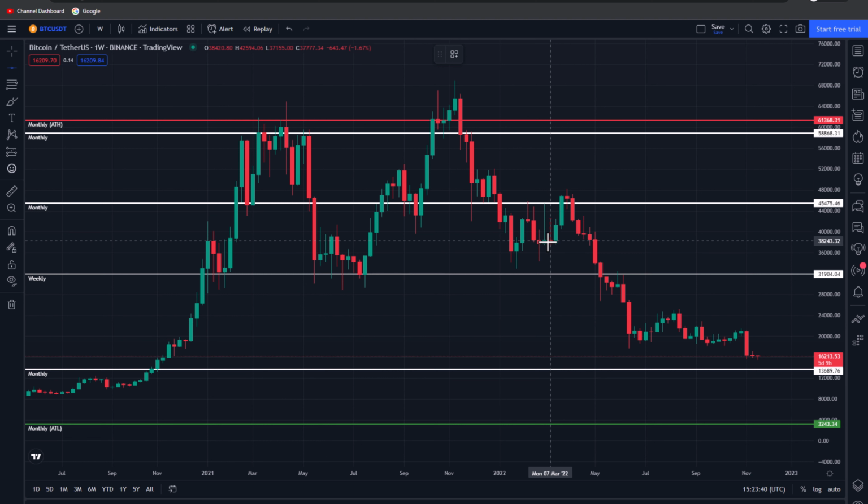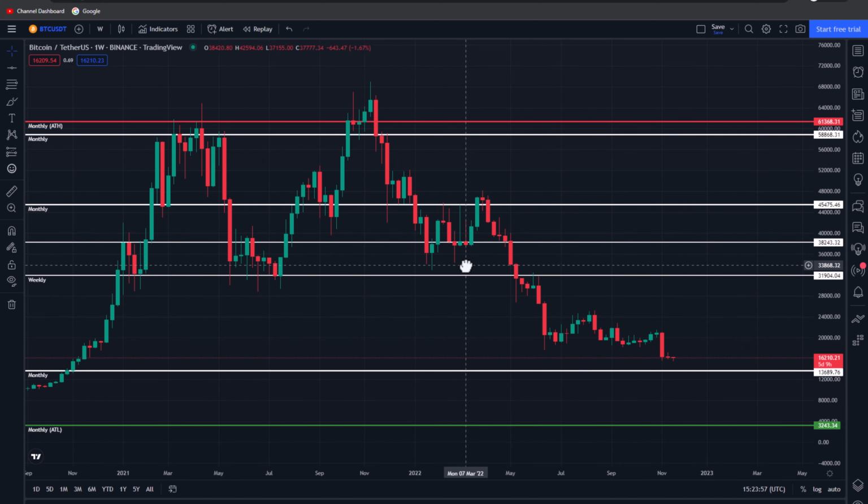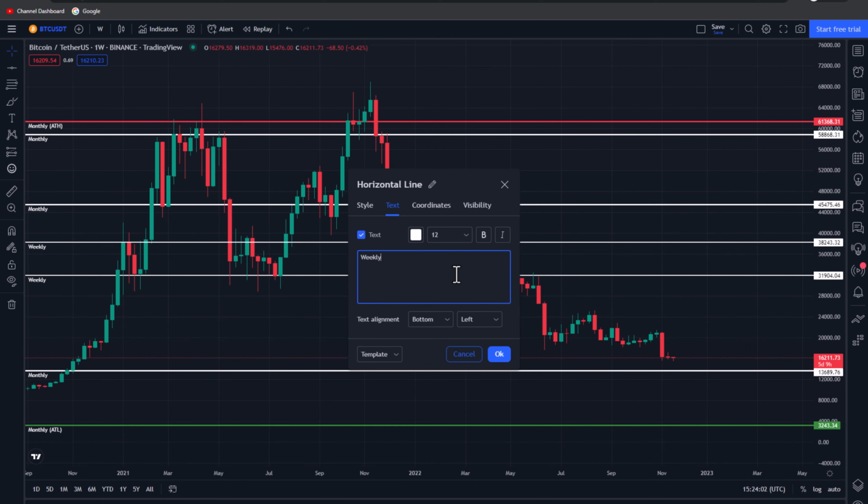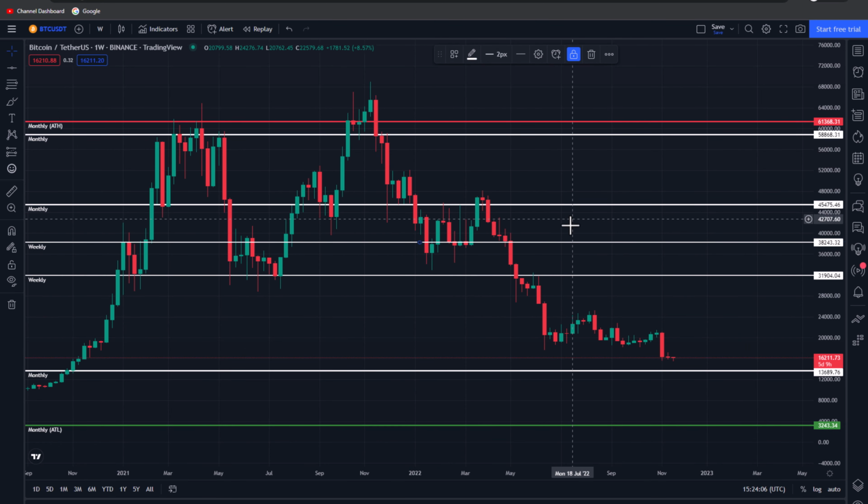Extend these lines into the past to see if earlier price declines stopped at the same price level. The more times the price level has stopped previous advances or supported previous declines, the stronger the resistance or support will be in the future.